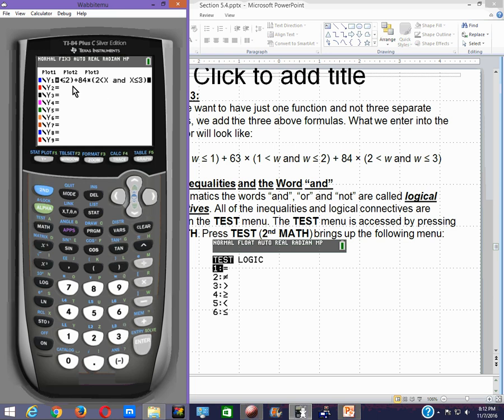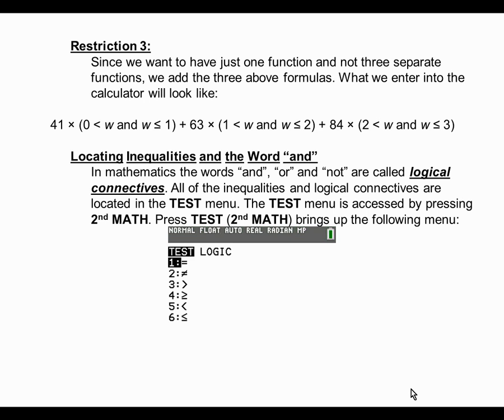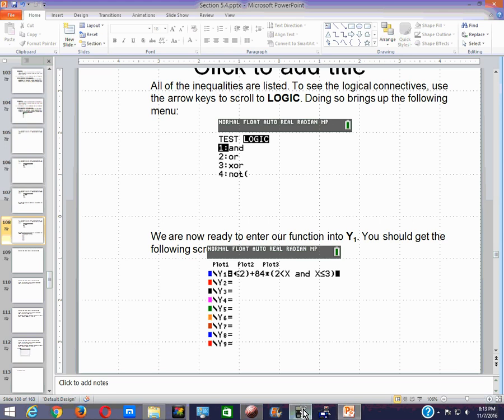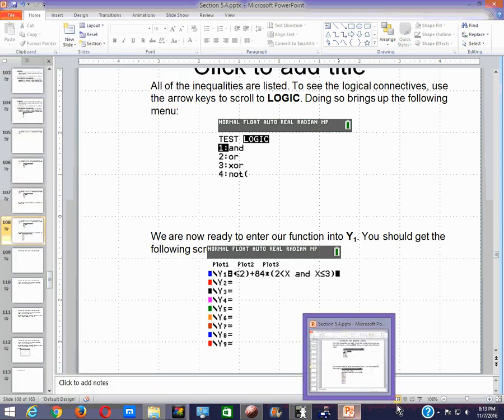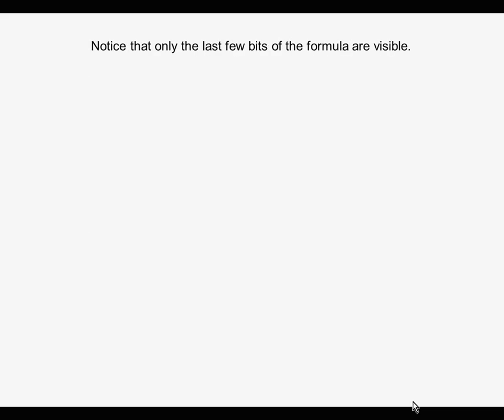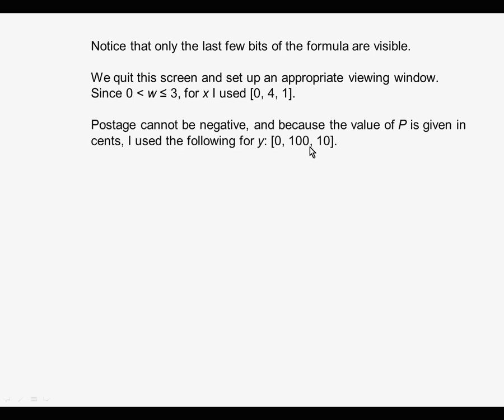And notice the earlier part that we entered in got kind of scrolled off, but it's still there. So let me get caught up here. That's what I can see. If I take out my calculator again, only the last bits of the formula are visible, so we hope and pray we got it right. We're going to quit the screen, and this is what I use for my x: 0 to 4, and for y, 0 to 110. The 100 cents, I'm assuming up to $1.